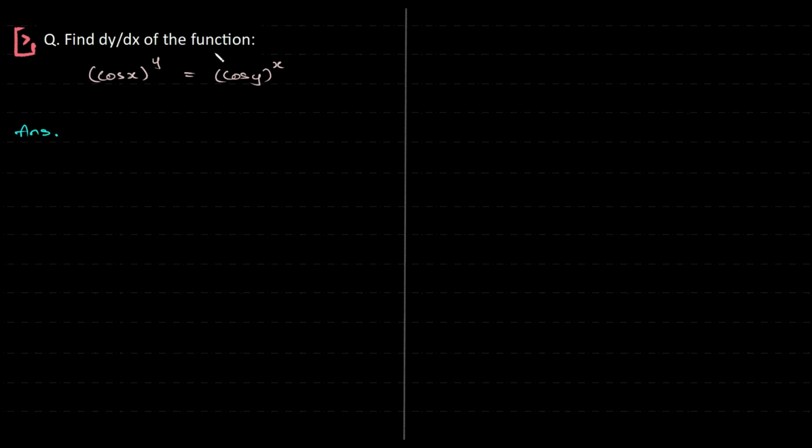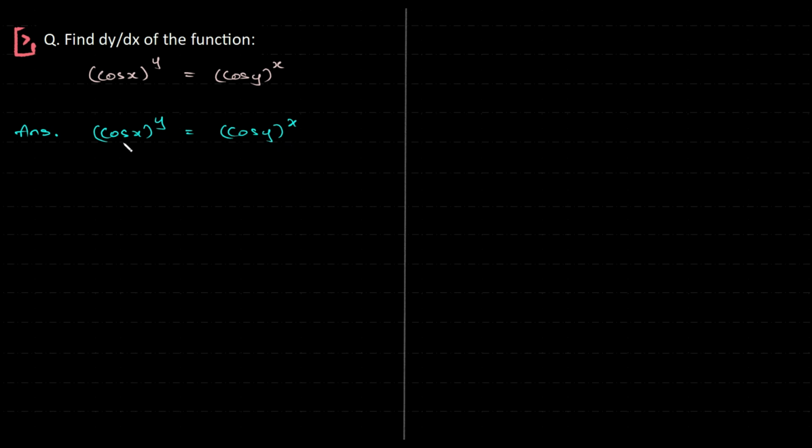Find dy by dx of the function (cos of x) whole to the power of y is equal to (cos of y) whole to the power of x. So as you can see, it is an explicit function. Sorry, implicit function. So we have a weird expression, right, at both ends.